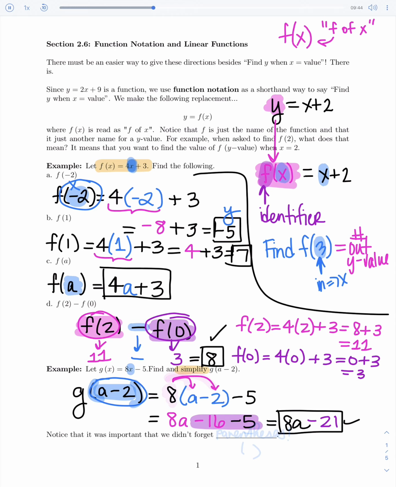But notice the key to this entire last one here is that you cannot forget the parentheses. And why are the parentheses so important? Because if you didn't remember the parentheses, you would not have remembered to do this step of distributing the 8 that was out in front.